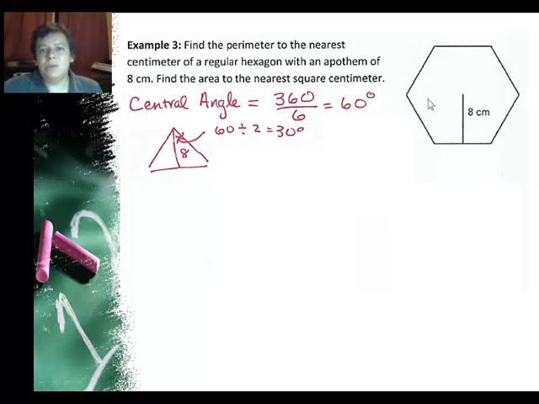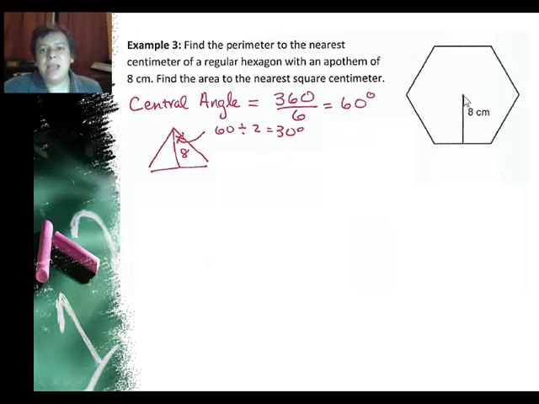So one thing I'm going to do is find the central angle here. The central angle is 360, because it's always 360 degrees in the center. And I have 6 of these sides. So I'm going to take 1/6 of that 360, or 60 degrees.